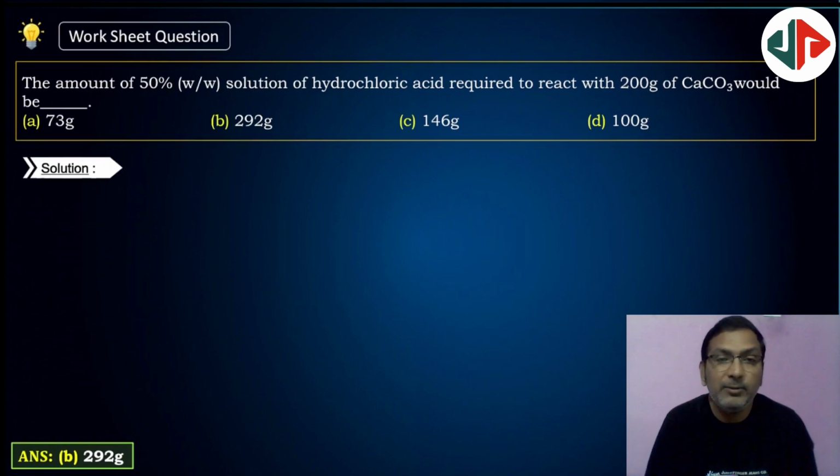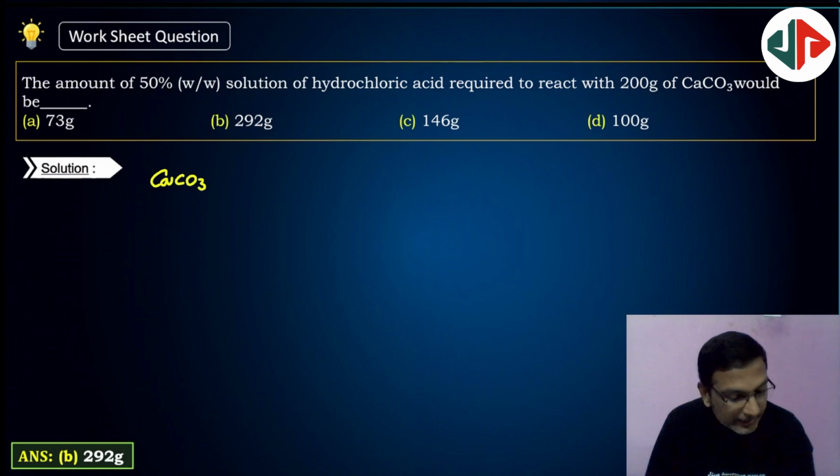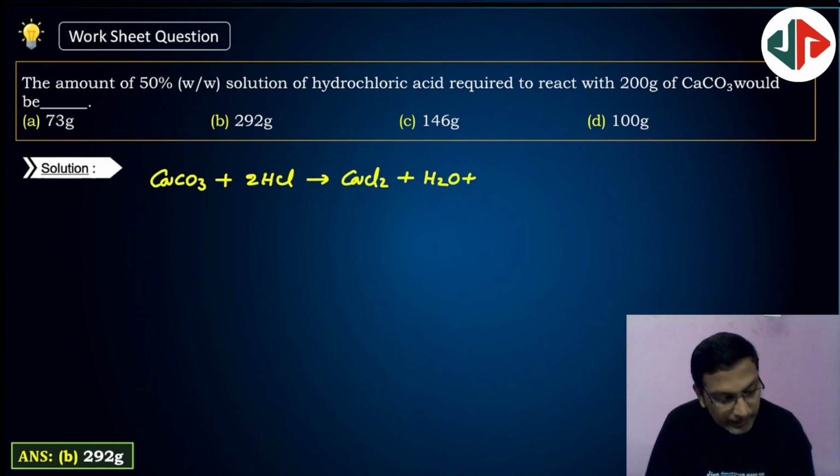So amount of 50% HCl required to react with 200 grams of CaCO3 would be. This is also a simple question. Here CaCO3 reacts with 2 moles of HCl to form CaCl2 plus H2O plus CO2. So here 1 mole reacts with 2 moles.